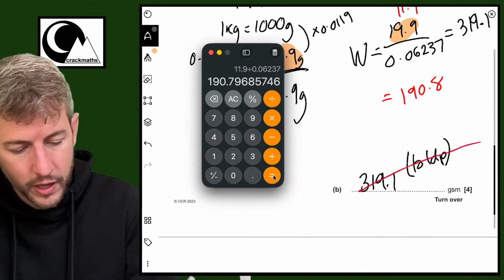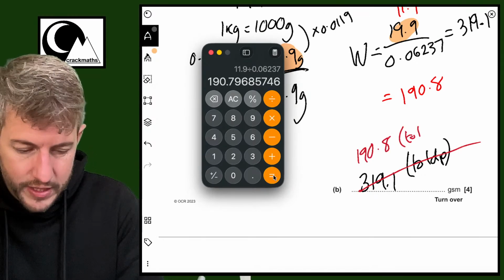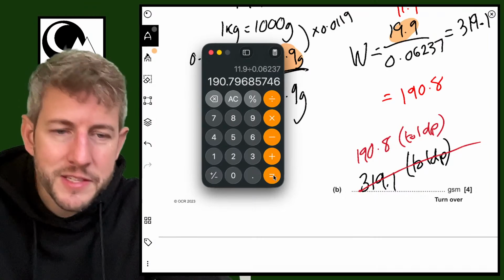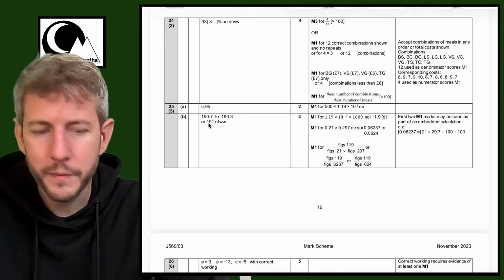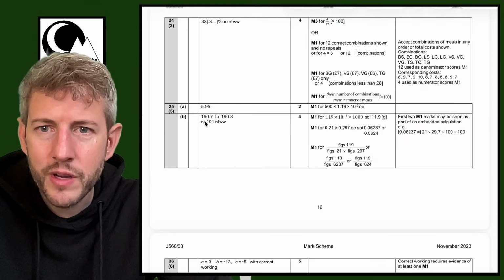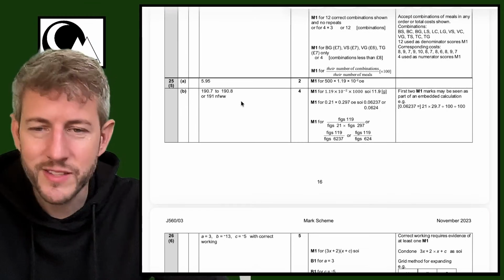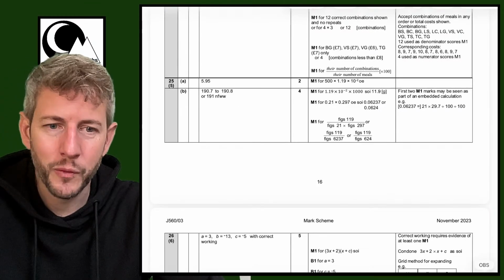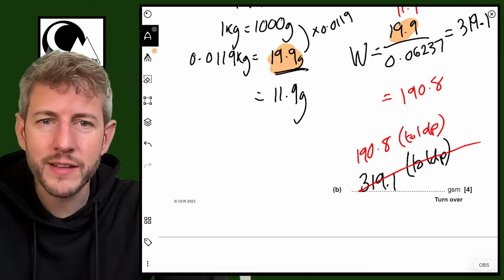So let's just put a line through that, 190.8 to 1 dp. And let's check again to see if we now agree. Yeah, there we go. Well, they've put 190.7 to 190.8 or 190.1. Okay, so we're all happy with that. Okay, great. Right, let's have a look at the next page.